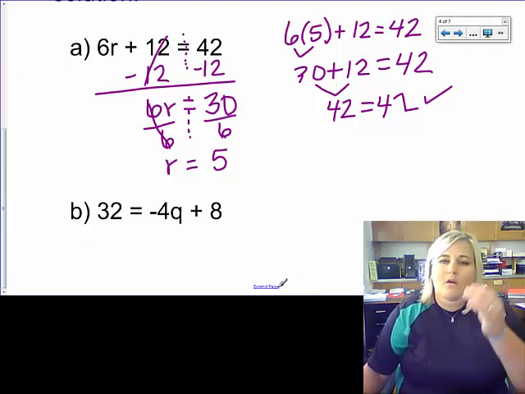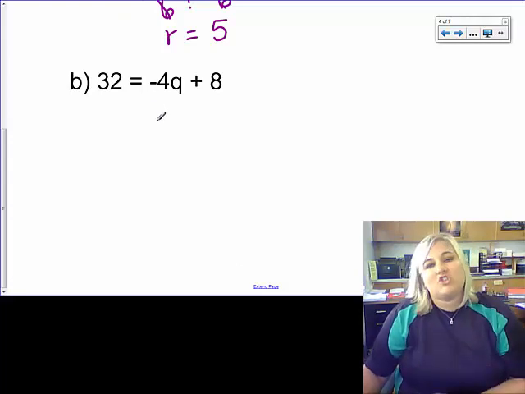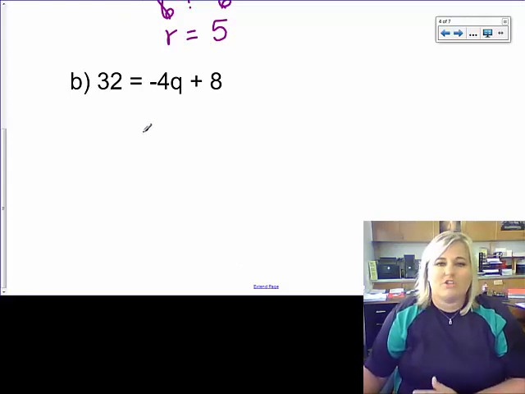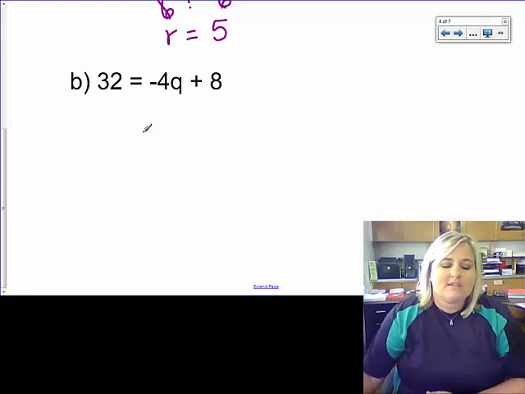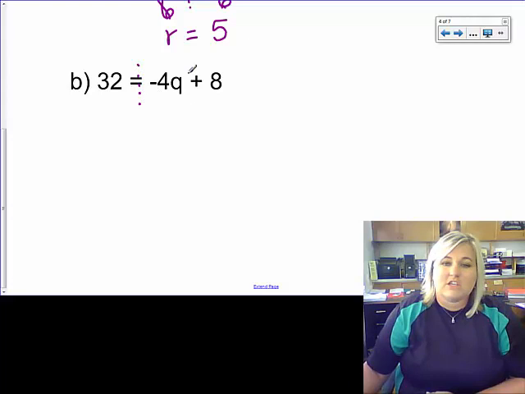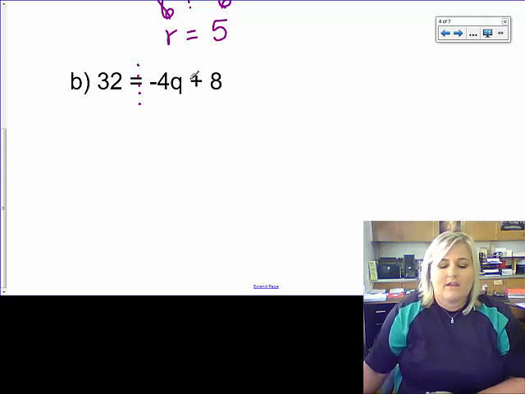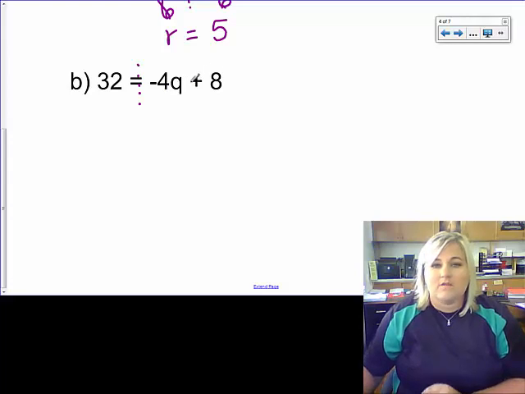On B, we have the exact same situation that we've had before, except they've put the variable on the right hand side. That does not change what we're going to do. We are still only looking at the side that has the variable, which in this case is the right hand side, and I'm going to move the farthest thing away from the variable. The variable here is q, -4 is touching it, and then I have plus 8. That plus 8 is the farthest thing away, so I'm going to subtract 8.